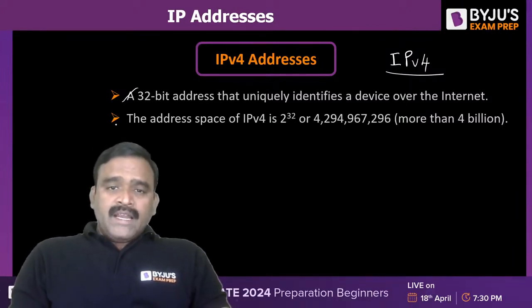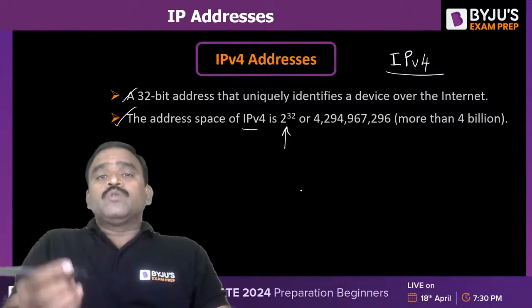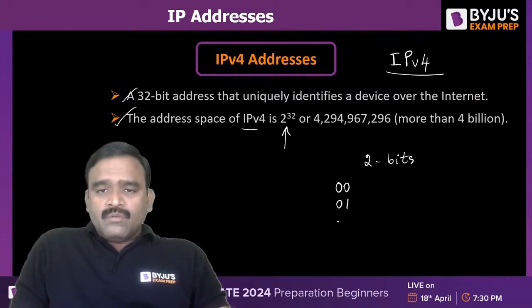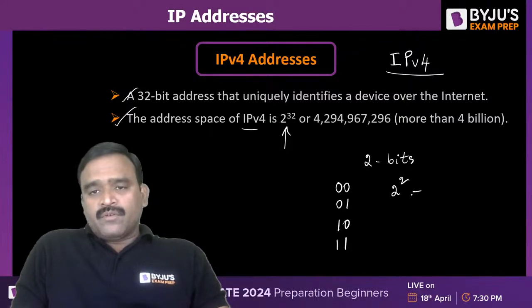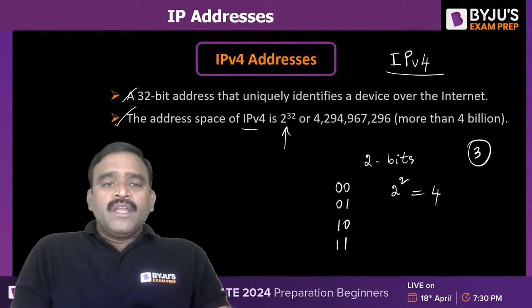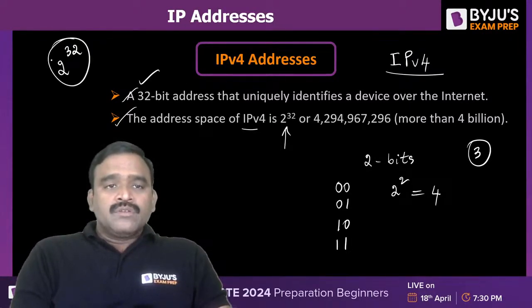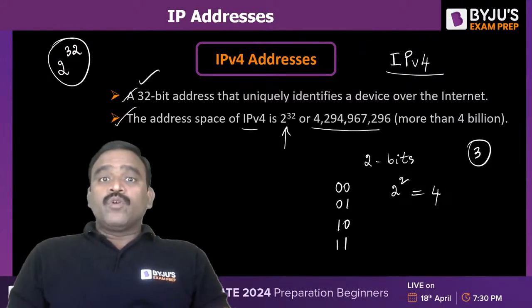The address space of IP version 4 is 2 power 32. Let us see how. If I take 2 bits, we can have the values 00, 01, 10, 11. So 4 values, that means 2 power 2 combinations. Similarly, if we take 3 bits, 2 power 3, 8 combinations. If we take 32 bits, we can have 2 power 32 combinations. In decimal, 2 power 32 is more than 4 billion.